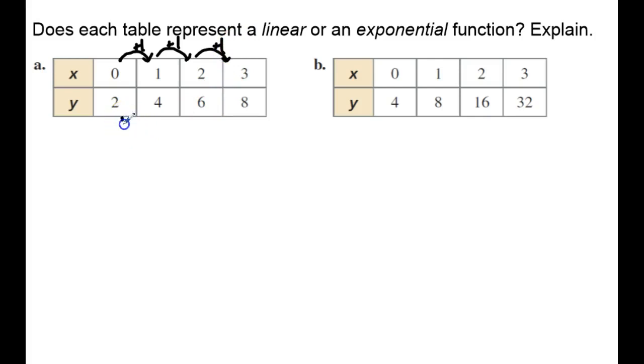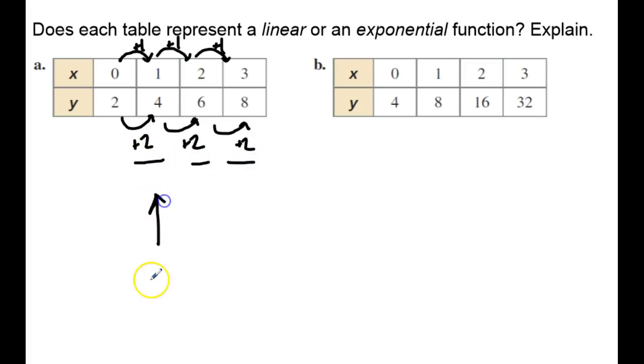So now I want to look at the y's. So I see that every time I go up 1 in my x, I go up 2 here, and I go up 2 here, and I go up 2 here. So this is something that we've seen a lot before. So this rate of change is constant. So since this number is the same every single time, this table represents a linear function.